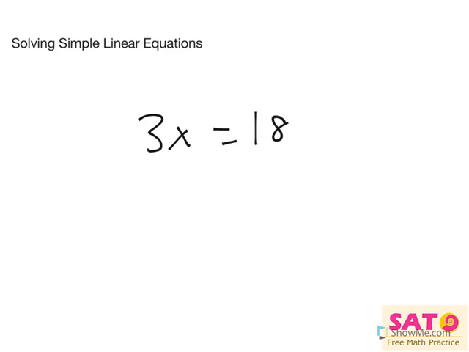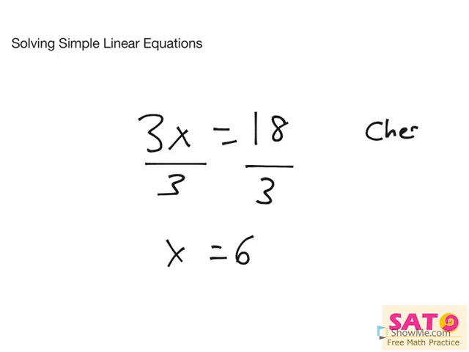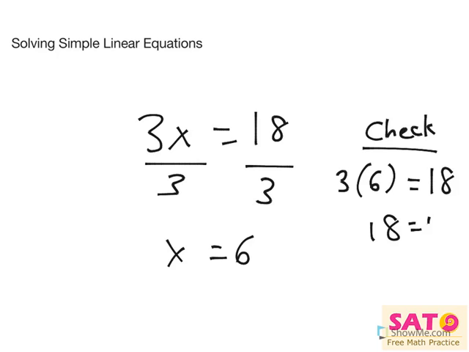For any equation, we have to know that we can easily check our work, just in case we made a mistake. So here, we would divide by 3, and we would get x equals 6. And how do we check it? Well, we just plug it back in. So x equals 6. We just do 3, and the parentheses is where the x was, and if we check it, it's all correct.